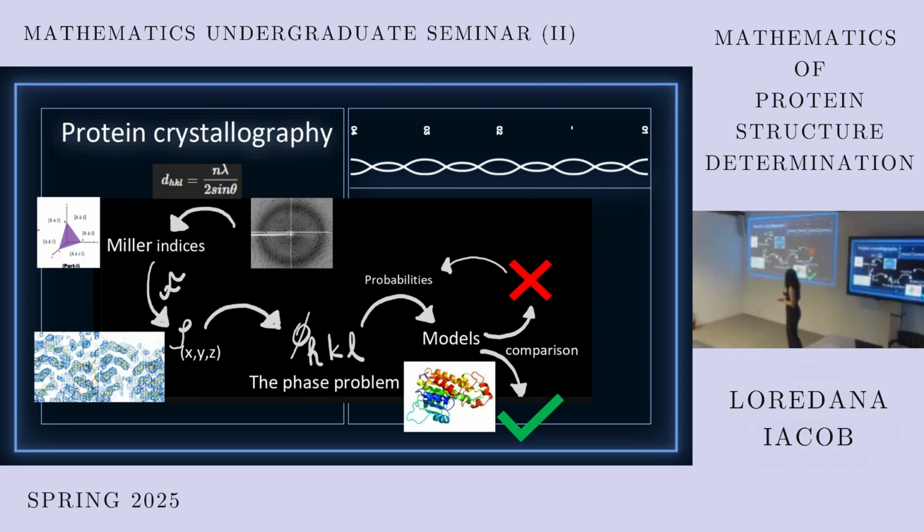HKL corresponds to certain coordinates of a plane in a 3D space. One corresponds to XY, one to XZ, and one to ZY. Having these indices, we can use the Fourier transformation because we have this map and this data. We apply the Fourier transformation, and we get the density map.